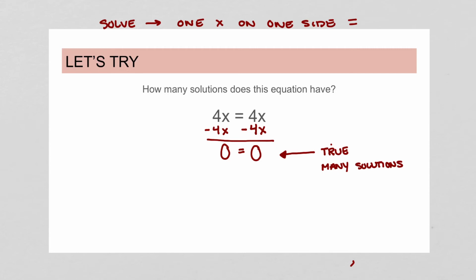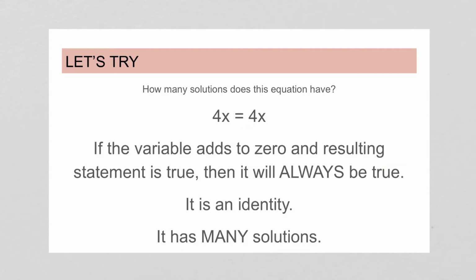So how are we going to sum that up? Let's think about it. If the variable adds to 0 and the resulting statement is true, then it will always be true. It's an identity. No matter how many times I try it, it's still going to be true. So it has many solutions, or you might say infinitely many. Sometimes you'll see things where it's written as infinitely many. For the sake of our homework this week, you can just write the word many.